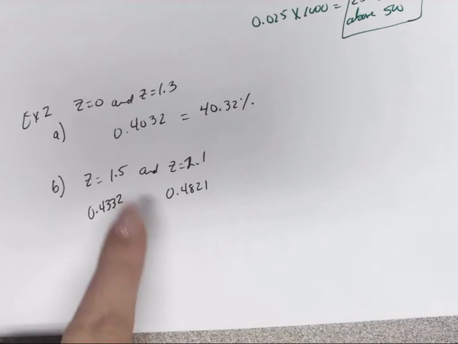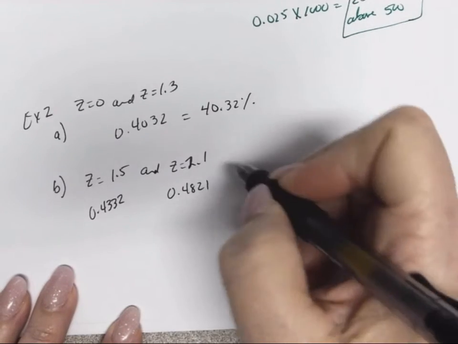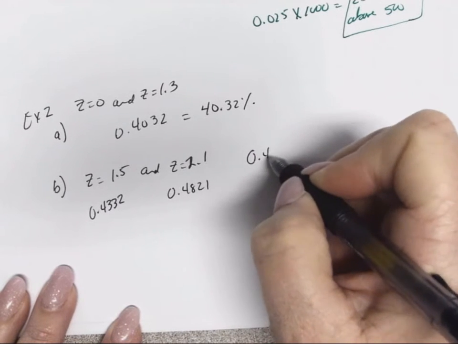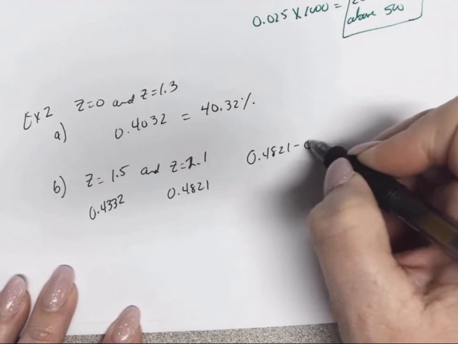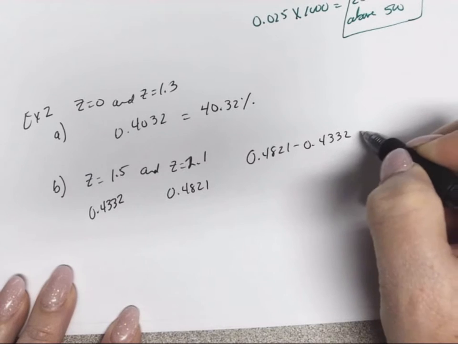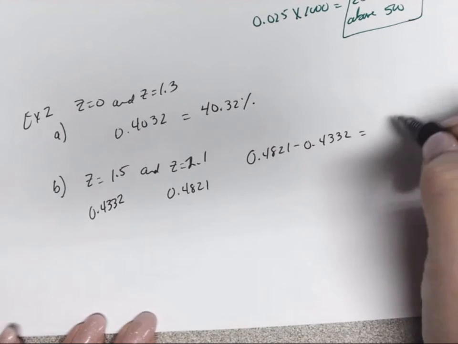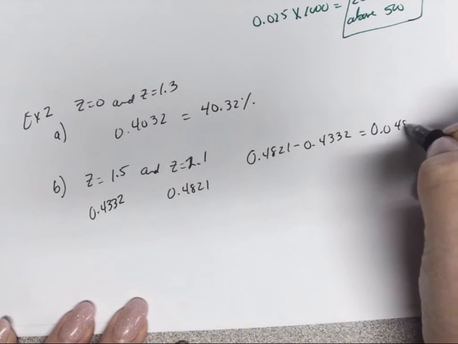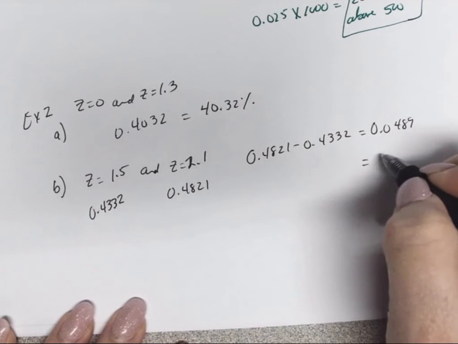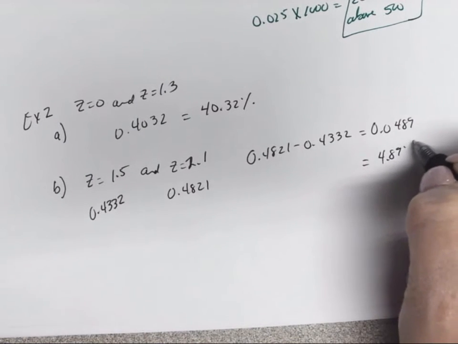0.4821, and then we need to subtract them. So 0.4821 minus 0.4332 will get us 0.0489, which would be 4.89%.